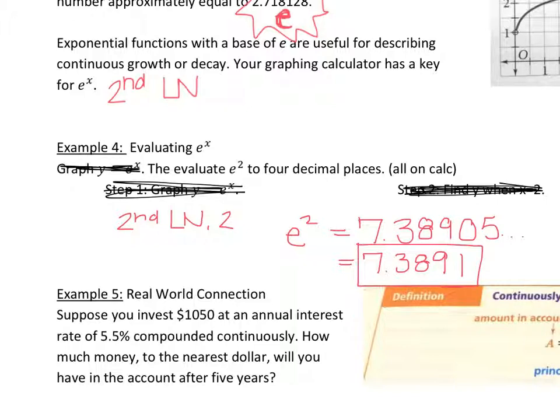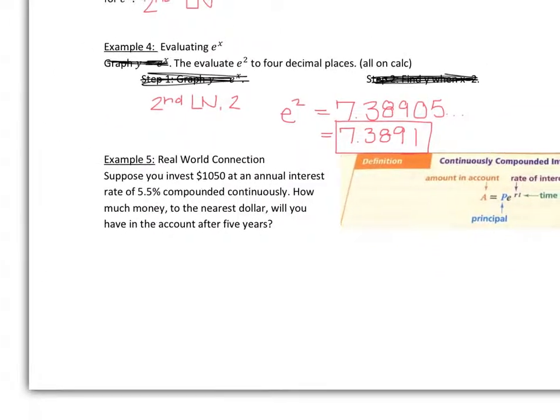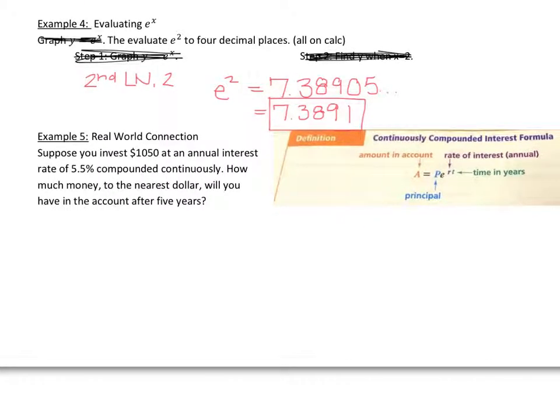So our next problem is a real-world connection, as it says. We're going to figure out how much money you have in the bank because it's been compounding interest. It says, suppose you invest $1,050 at an annual interest rate of 5.5% compounded continuously. So what that means is you put $1,050 in the bank. Every year, the bank will give you 5.5% of that money for free, for basically letting them keep your money. So 5.5% of 1050 you get for free every year.